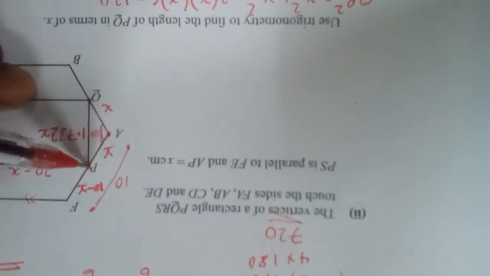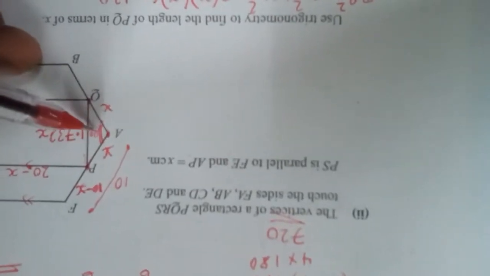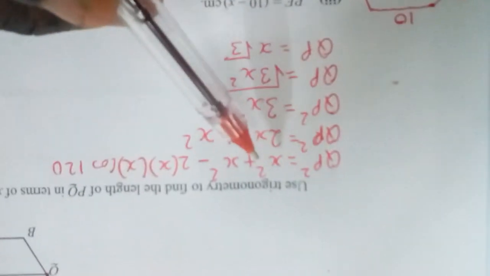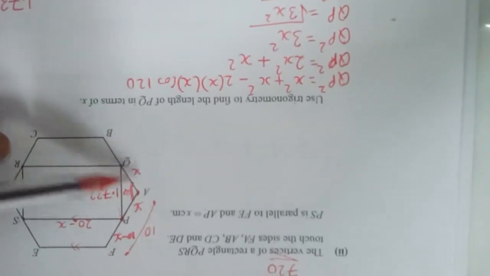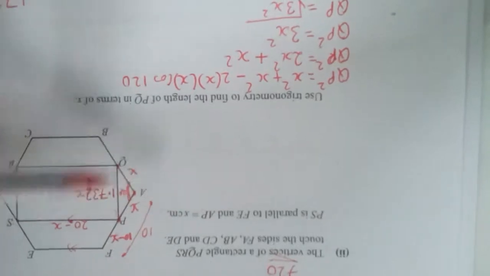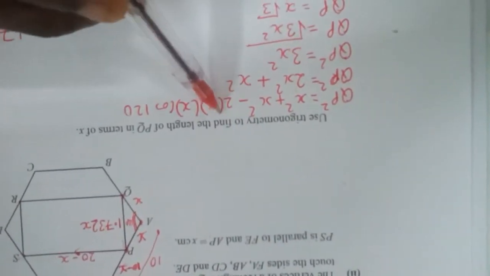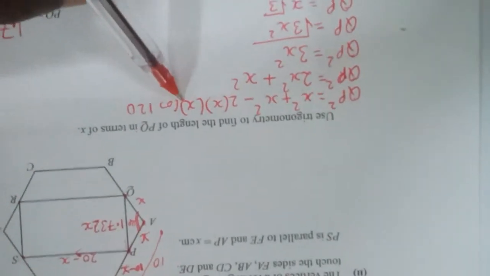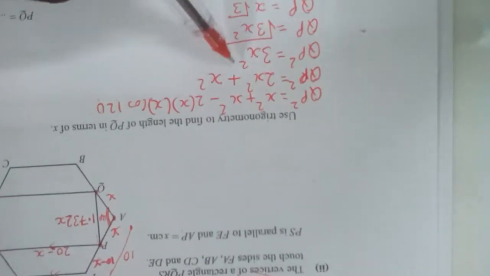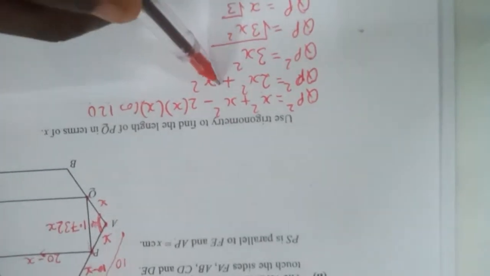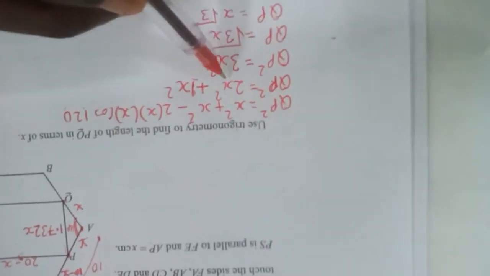Use trigonometry to find the length PQ. If this is x and this is x, and we already know this angle is 120, we can use the cosine rule, where PQ squared is equal to x squared plus x squared minus 2 times x times x times cos 120. When we multiply 2 and cos 120, we get 1, and x times x is x squared. So x squared plus 2x squared, we get 3x squared.